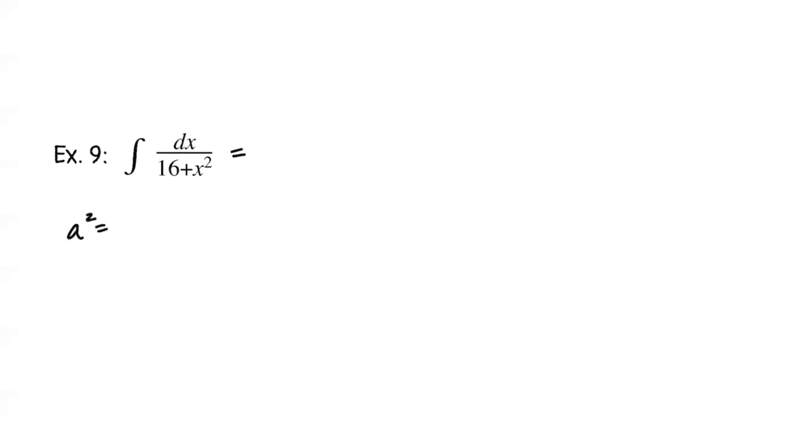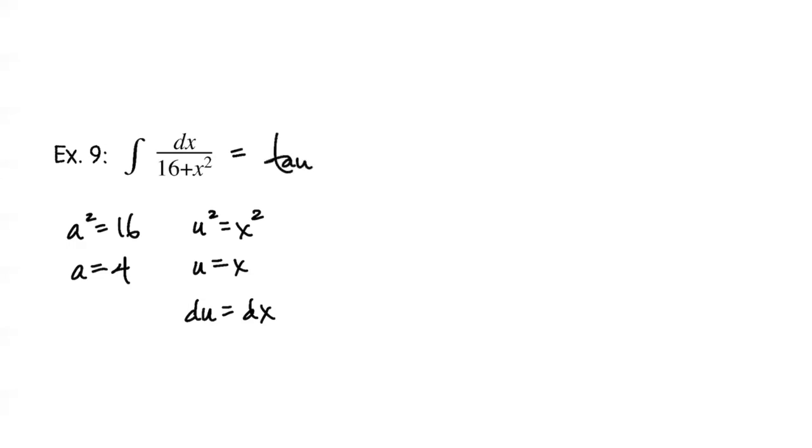A squared in this case for number 9 is 16, so A equals 4. U squared is x squared, so U is just x. I actually don't need chain rule, or I don't need U sub here because du and dx are the same, okay? But I could write this as the inverse tangent of U over A, right? So U is going to be x over A, which is 4, plus C.